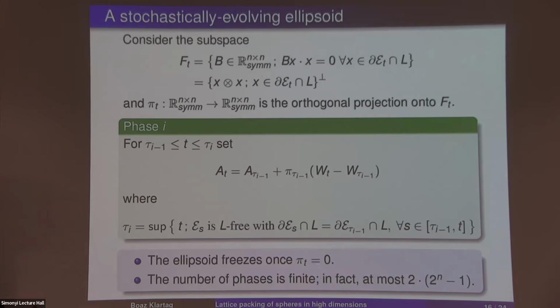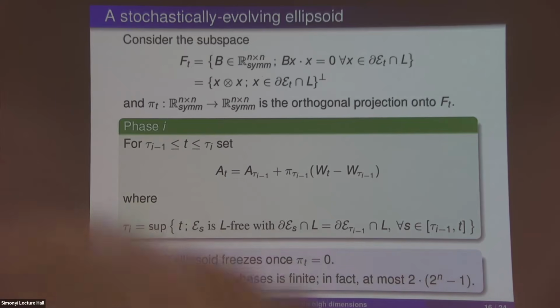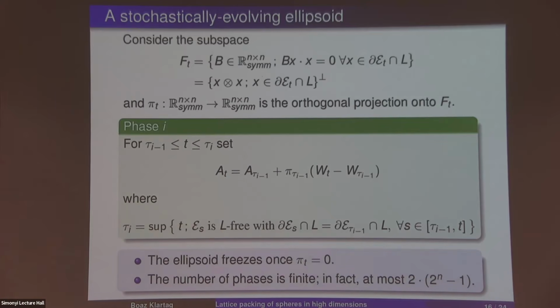But the projection is a zero projection. The space of constraints, you have too many boundary points on your ellipsoid, so that there's no way to deform the ellipsoid while keeping all these points on the boundary. In the plane, it happens when you have 6 points. So with 6 points, the ellipse cannot change. In dimension n, it's a bit more. Okay, so this is our process.